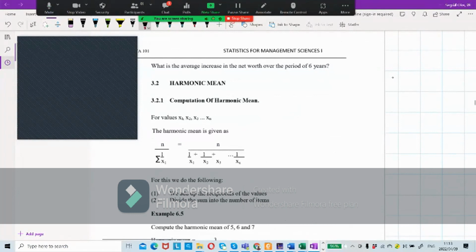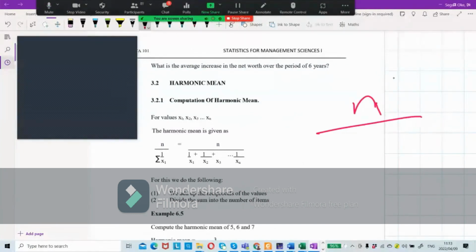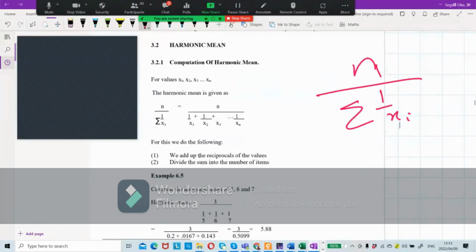harmonic mean, what we do in harmonic mean is your n divided by summation of 1 over xi. Your xi can take the number of x that you have. All you need to do is just to add up. You see, we add up the reciprocal of the values. Divide the sum into the number of items.